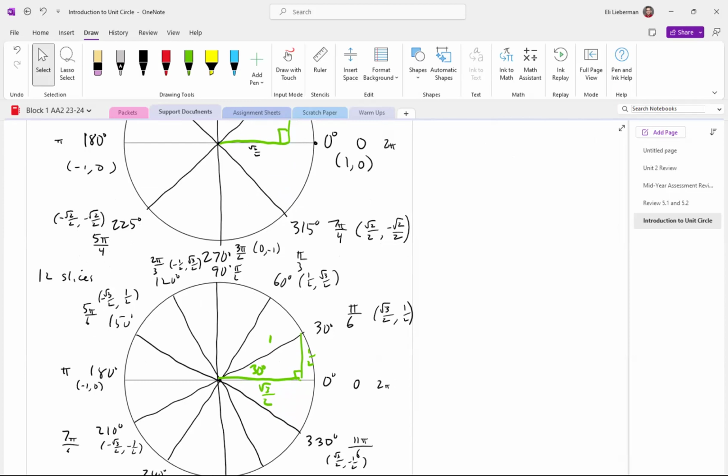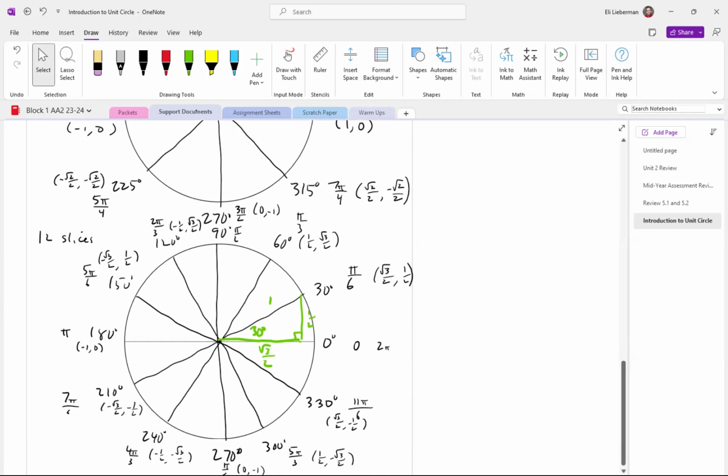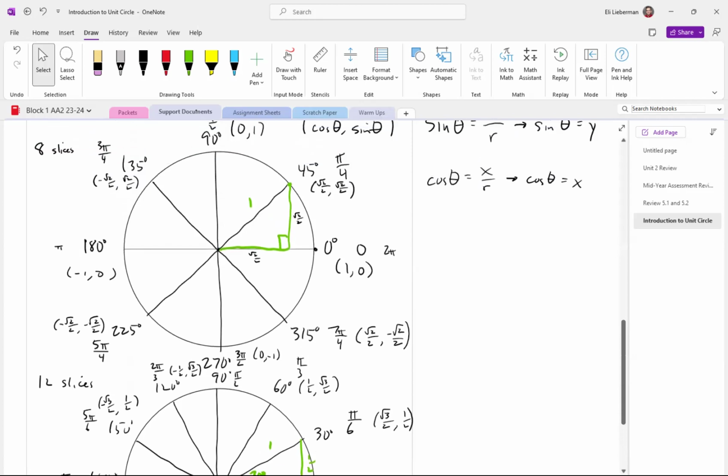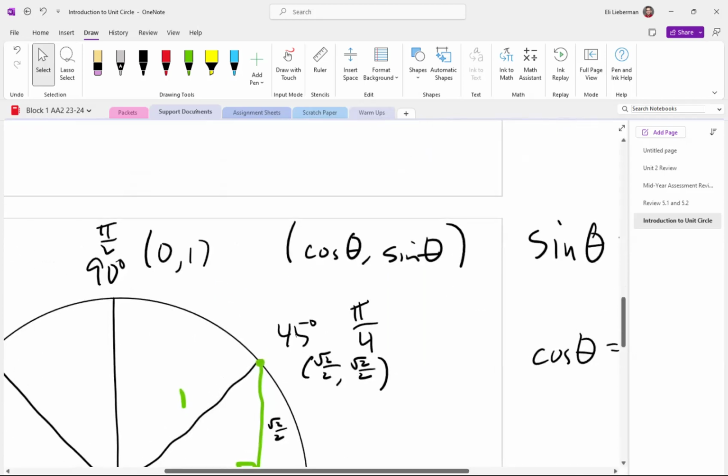Negative √3 over 2. I want to know the sine of 2 pi over 3. Here's 2 pi over 3. It's up there. Sine of 2 pi over 3. That's not it. It's over here. This is 2 pi over 3. Sine of 2 pi over 3 is √3 over 2. To remember which is which, because some people get confused about which is cosine and which is sine, I recommend thinking alphabetical order. Cosine is the X value, sine is the Y value.